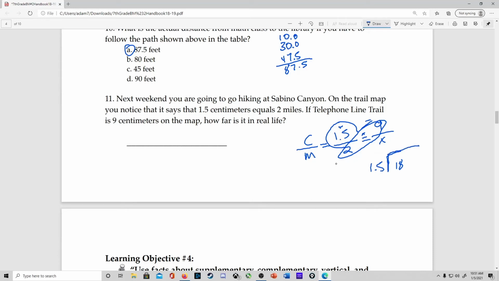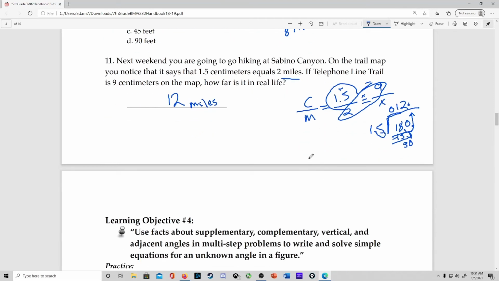So again, we just know the skills. We got to move this over. So then we have to take the decimal here and move it over, put in a 0, move this to the top. 15 goes into 1 0 times, goes into 18 once. So I'm going to subtract 15, get 3, bring down my 0. 15 goes into 30 twice. That's going to give me 12, and I want to use my units, miles. That's a long hike.